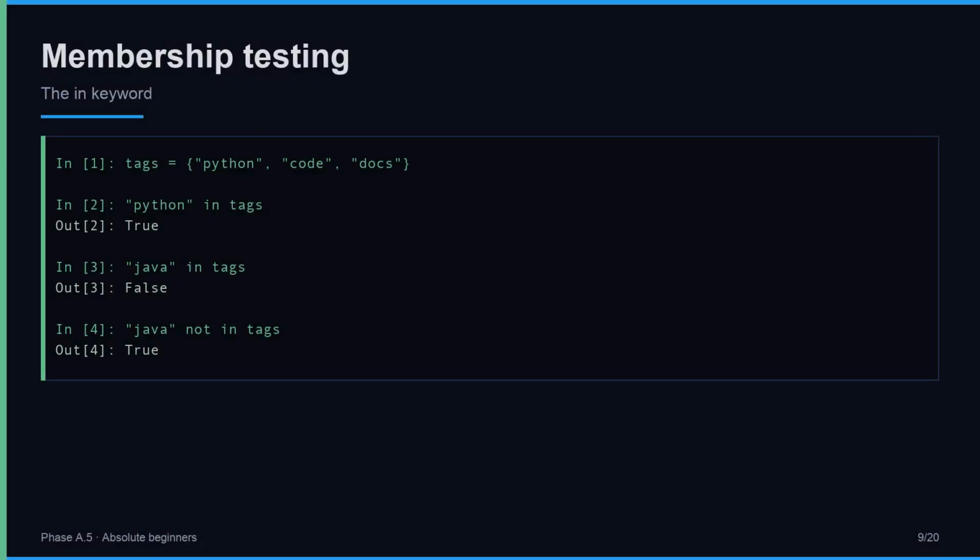Speed is the reward. Membership testing is where sets shine. You ask Python in tags, the answer is true. You ask Java in tags, the answer is false. Not in works the same way, flipped. The keyword in works on lists too, but on a list Python has to walk every item one by one. On a set, Python jumps straight to the answer using a hash table under the hood. For a few items it does not matter. For thousands, the difference is enormous. Sets turn slow searches into instant answers.